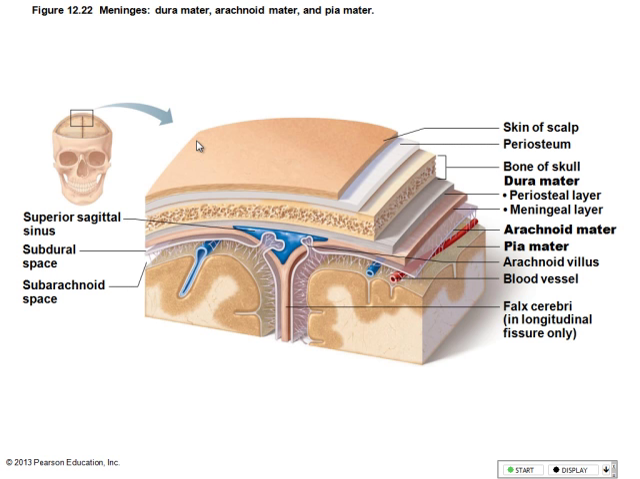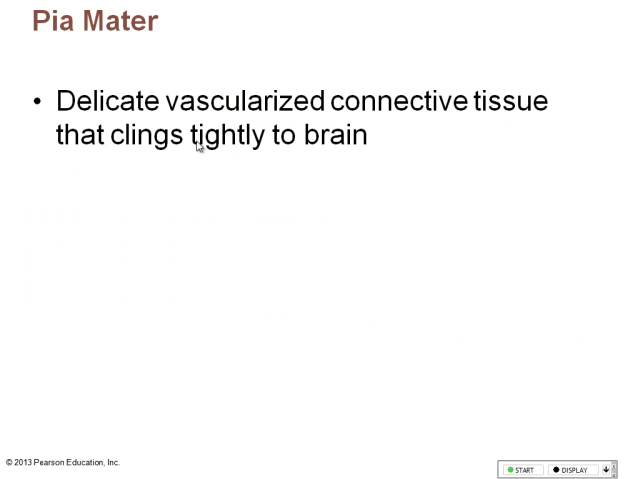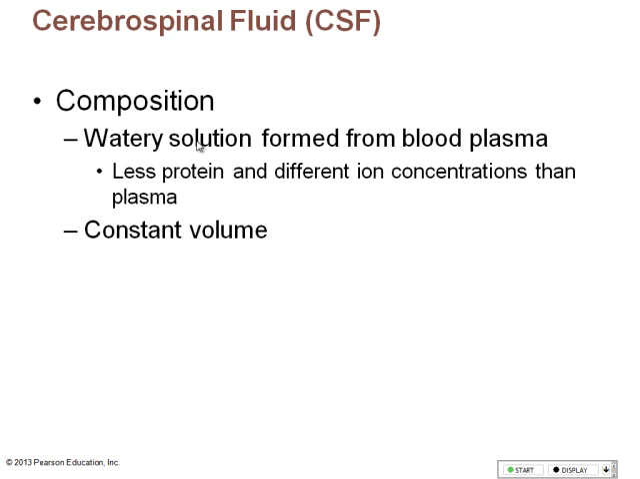We see those little arachnoid villi again here, very close to major blood vessels. So we suck back into the circulatory system the old spinal fluid. So you're always making fresh and brand new and getting rid of old. And then the pia mater, very delicate, vascularized connective tissue that clings very tightly to the brain. Cerebrospinal fluid is made up of.